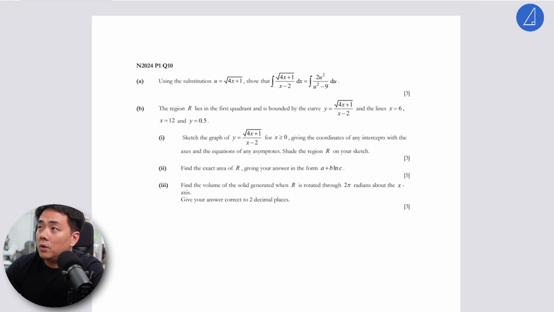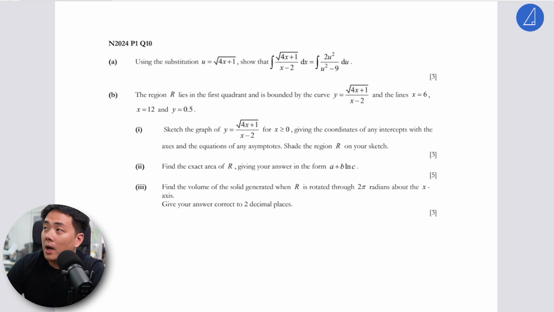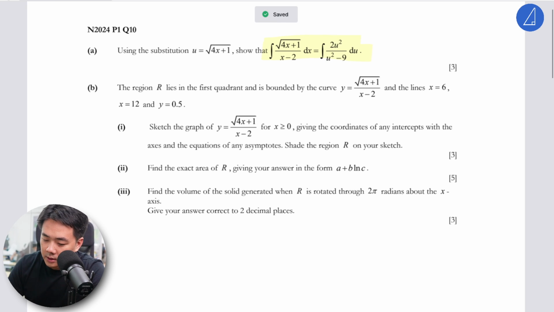Okay, let's look at this question here, which was taken from the year 2024 paper 1 question 10. Using the substitution, we're asked to simplify it to this. Shouldn't be an issue. Great, so we're going to just show it. So u is equal to 4x plus 1.